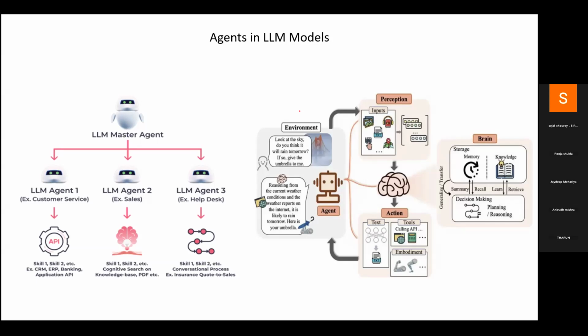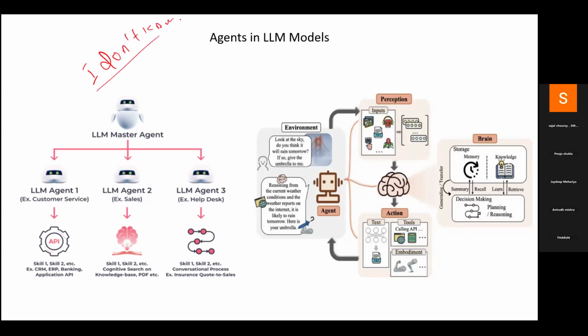So why do we need agents? For example, if you are asking your model a question, like what is the current weather in Mumbai right now? What answer will you get? "I don't know." This is the answer you will get from GPT.